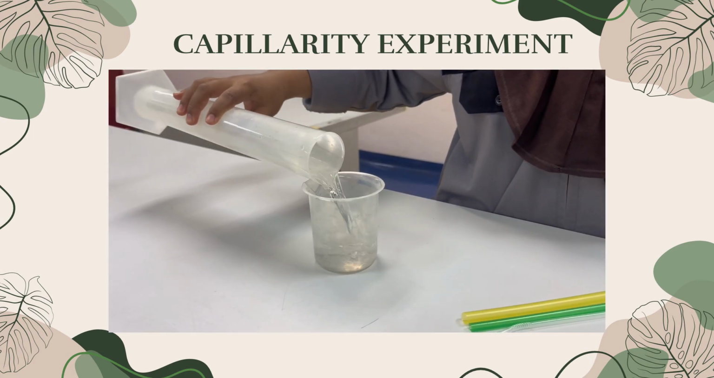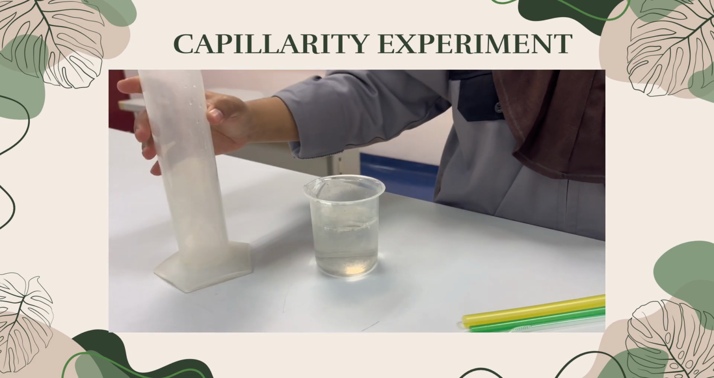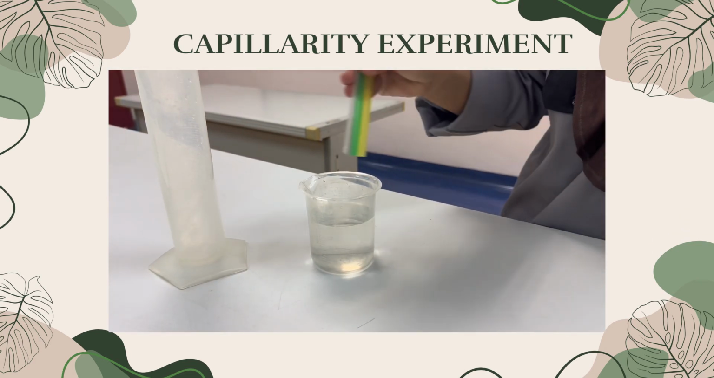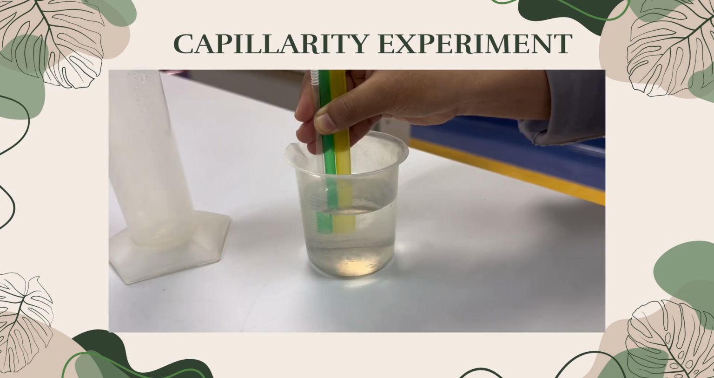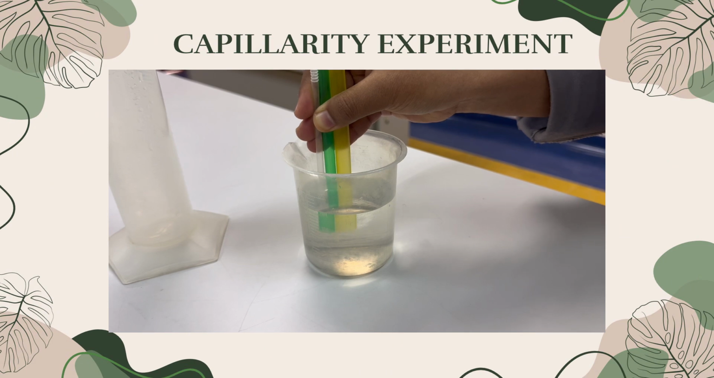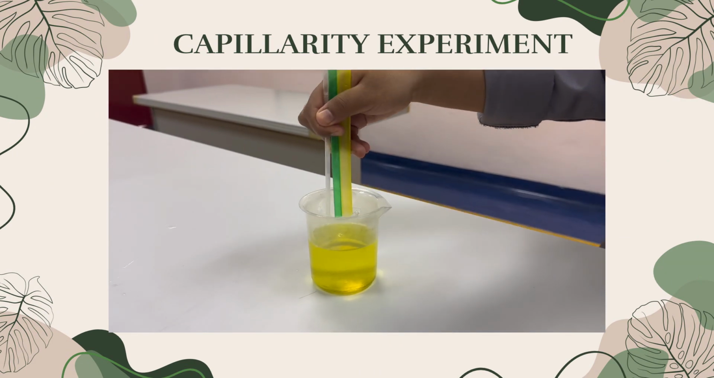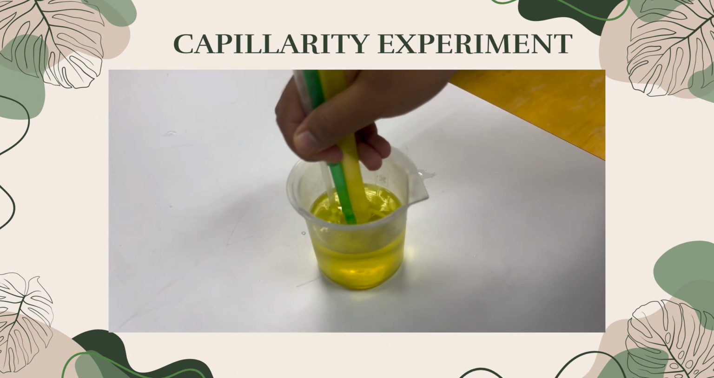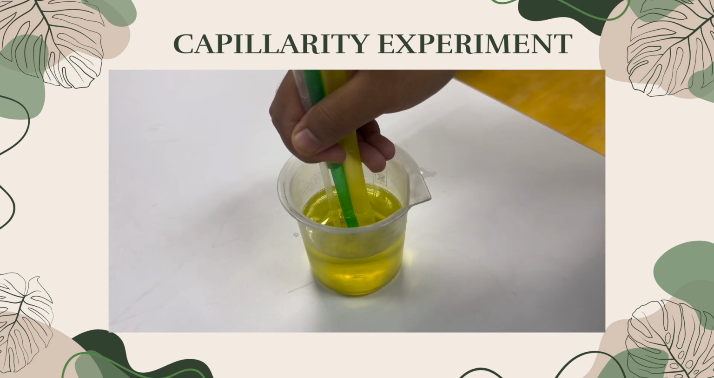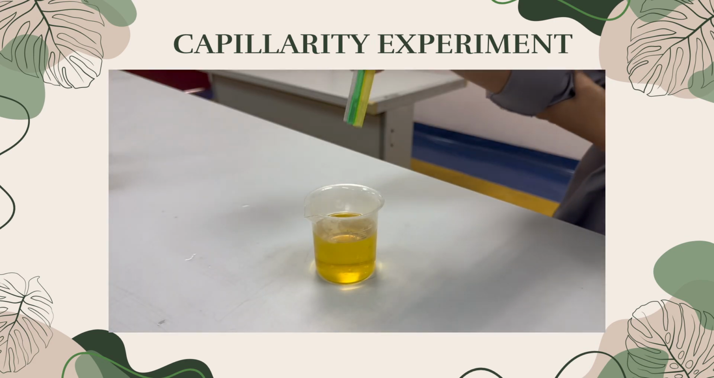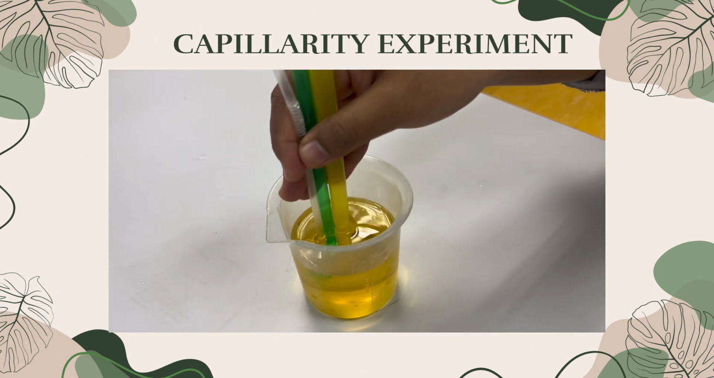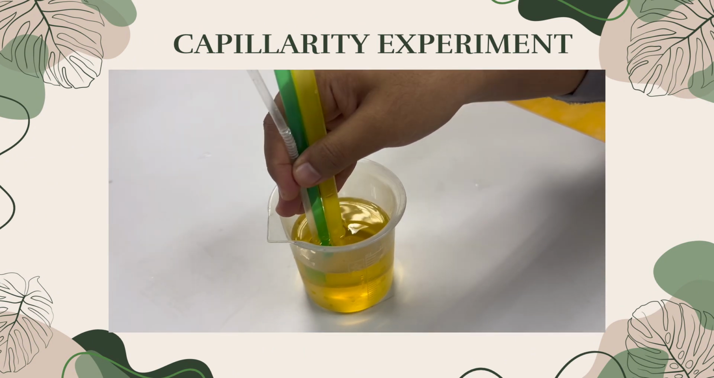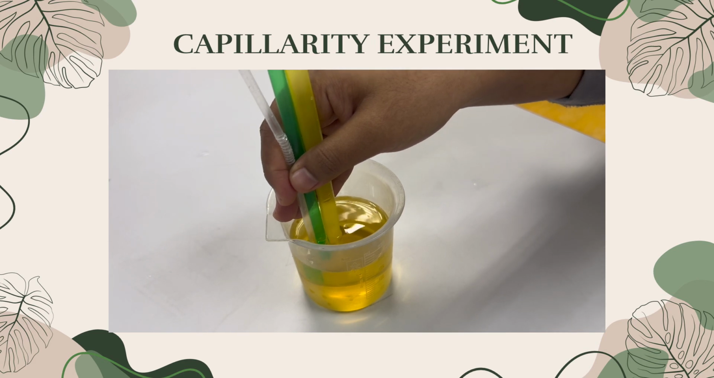First of all, fill in the beaker with water. Then, put the 3 straws in the beaker without touching the bottom. Stay like that for 30 seconds. Repeat the experiment using another liquid, which is dish soap. Repeat the experiment again using oil. As you can see, the narrowest straw has the highest water level in it.